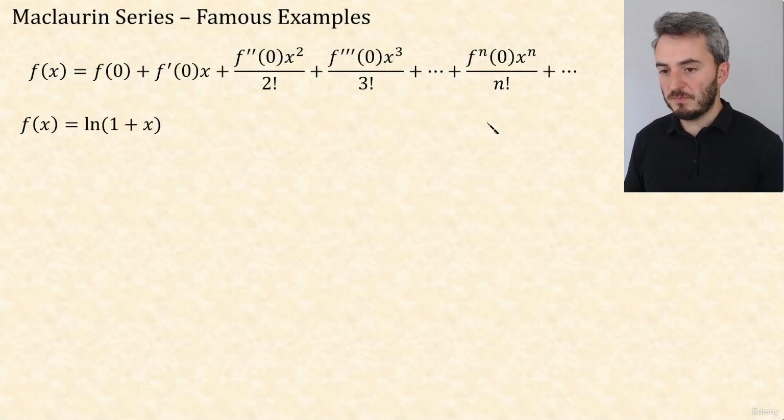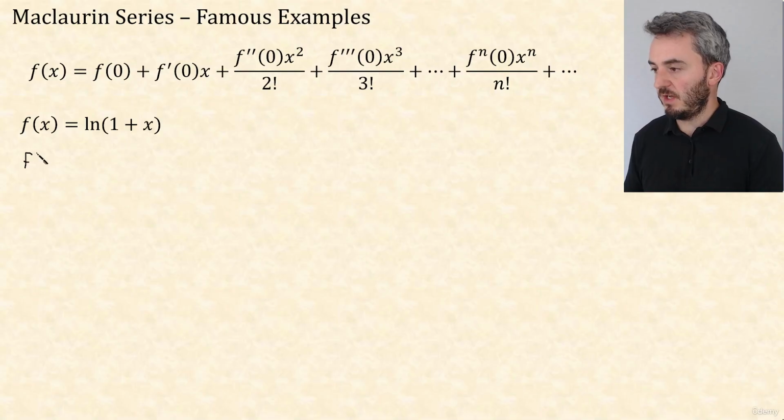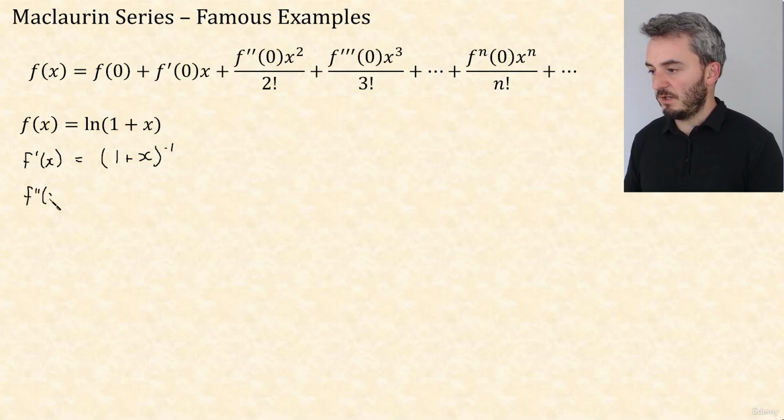Let's take a look at one more now. We have y equals ln of 1 plus x. So we actually differentiated this a couple of videos back, so you can refer to your notes, but to do it again, the derivative of that is 1 over 1 plus x, or 1 plus x to the minus 1. Then the second derivative is minus 1 plus x to the minus 2. The third derivative is minus 2 times minus 1, so 2, 1 plus x to the minus 3.